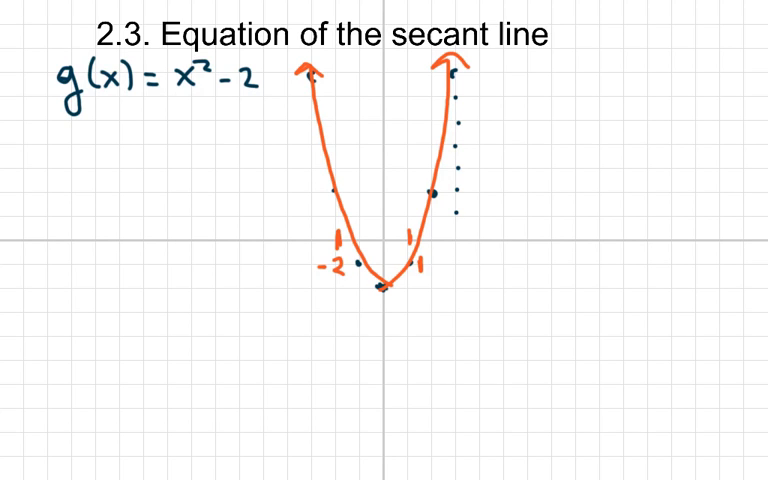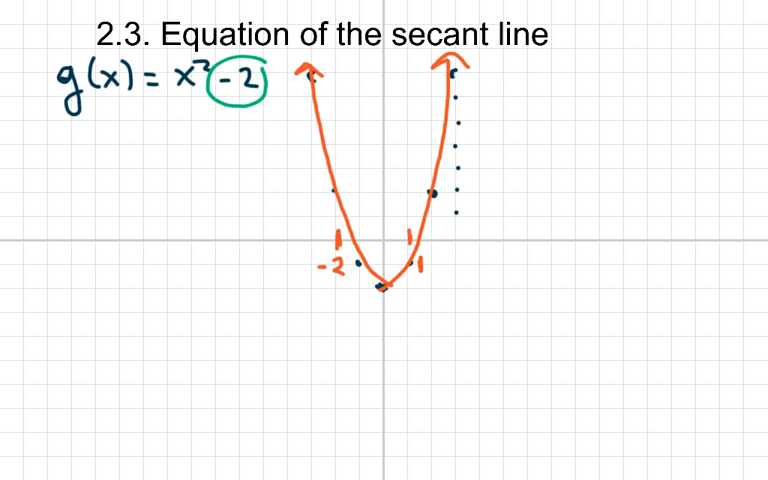Okay, we're going to find the equation of a secant line, and the secant line is based on a line that is on the curve of a graph. So what I did is I gave you an example here of x squared minus 2. You know what x squared means. That's the quadratic function, and then we shifted it down by 2. So I already plotted this.